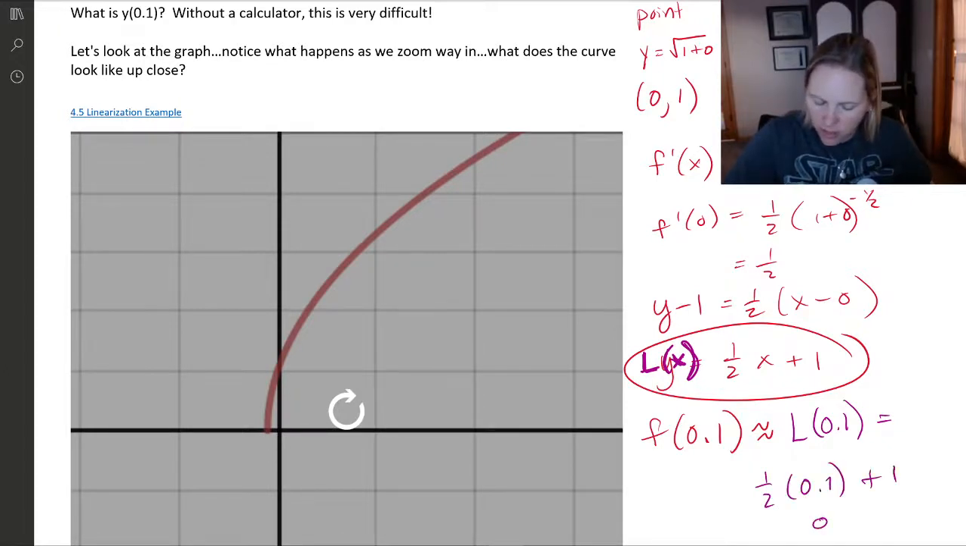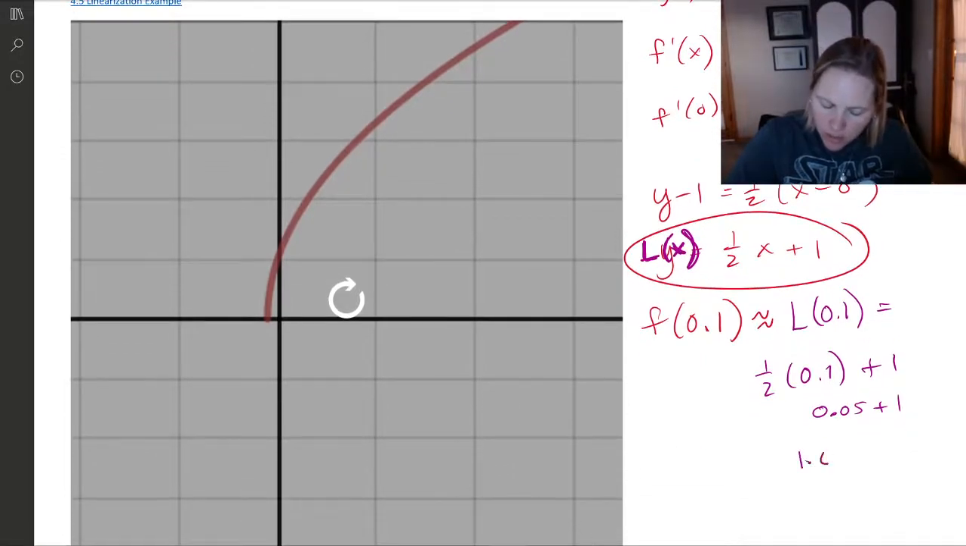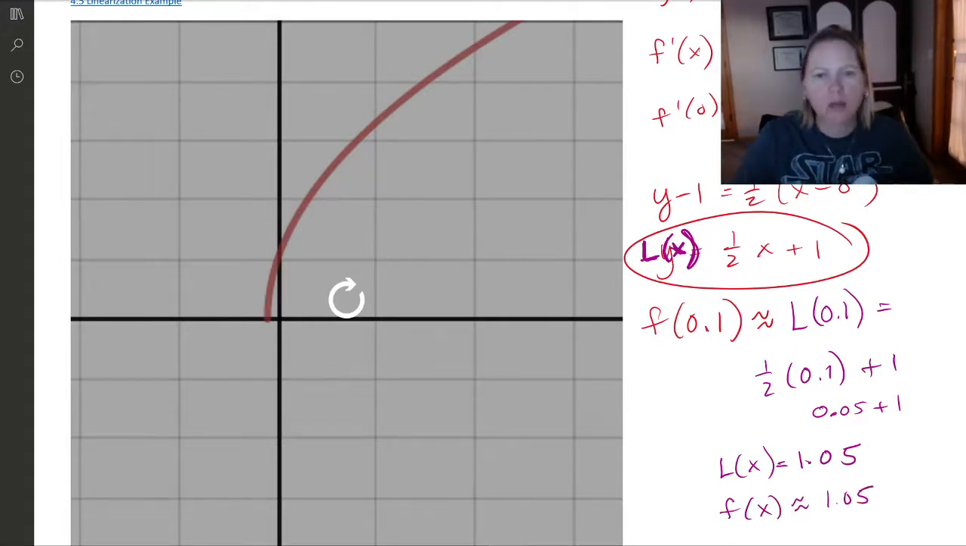That's 0.05 plus 1, and that's where my 1.05 came from. So the linearization on the line is equal, but f of x is approximately 1.05. So we're approximating f of x using this new linear function, which is just the equation of the tangent line, L of x. Okay?